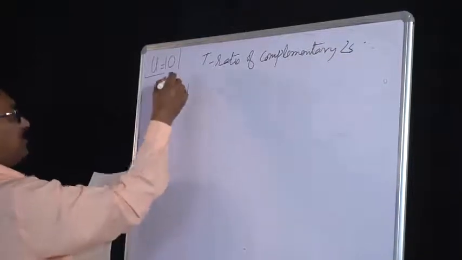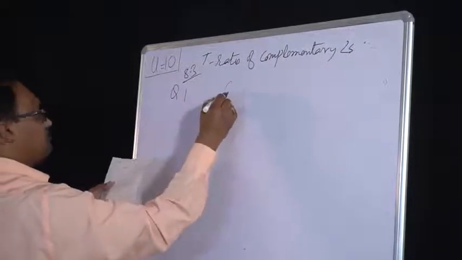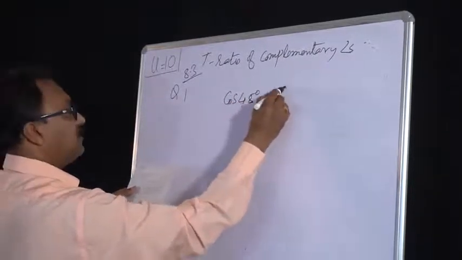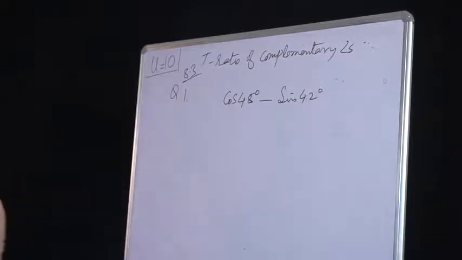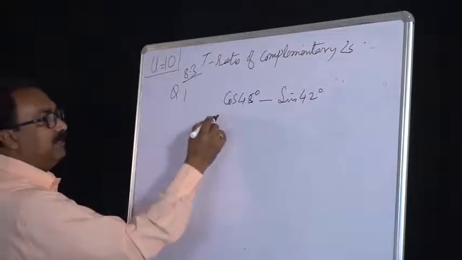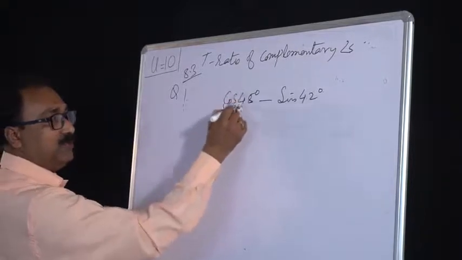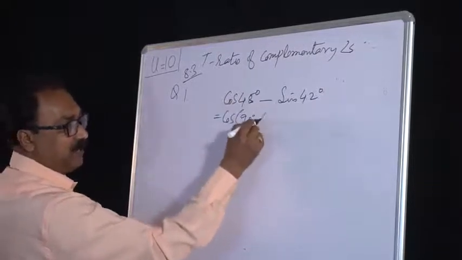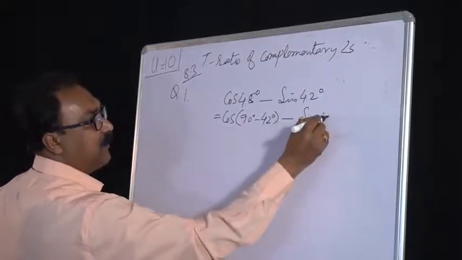Maybe this question is from Exercise 8.3. Exercise 8.3. One question is cos 48 degrees minus sin 42 degrees. As I told you before, one of them has to be changed with respect to 90. It's complementary. So if I keep cos as it is, then I should not keep this. We have to change with respect to 90. So 90 degrees minus 42, the source is in the question, and minus sin 42 kept as it is.